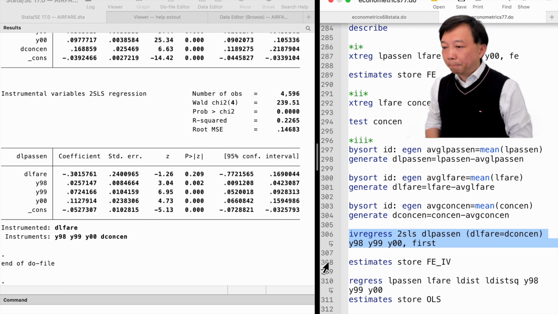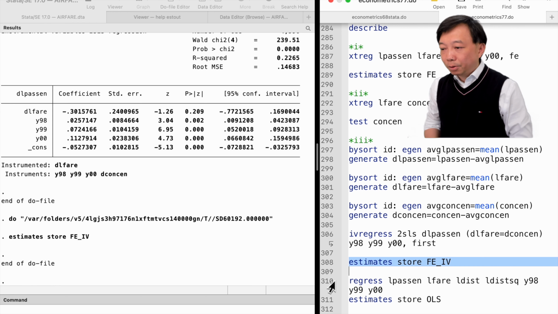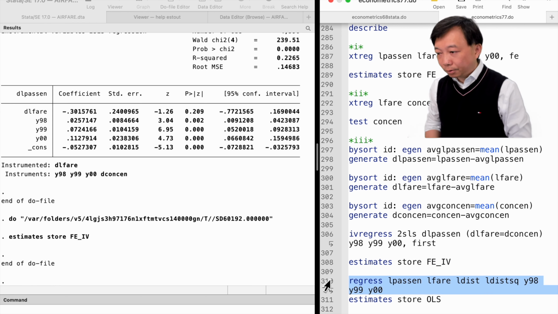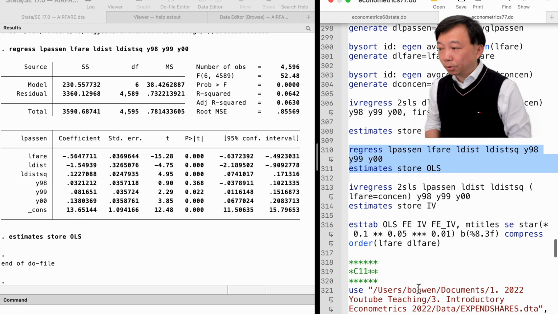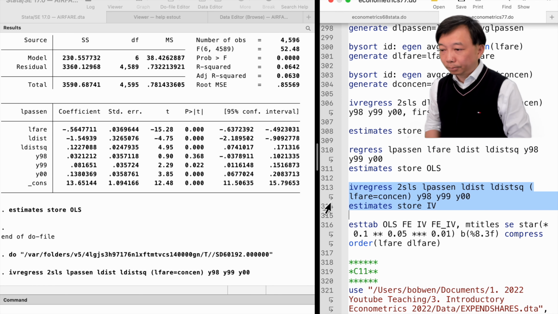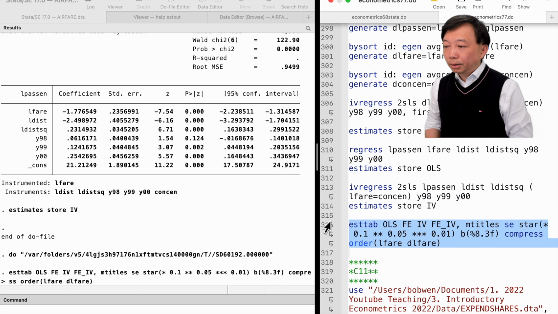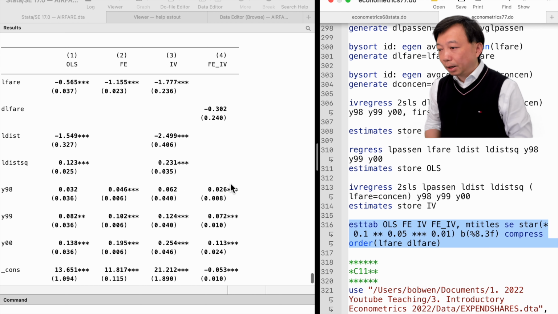We can also compare the 4 estimated elasticities by OLS, fixed effects, two-stage least squares, and the combination of fixed effects and two-stage least squares in the table. We include the distance variable in the OLS and two-stage least squares estimation. They have been absorbed in the individual fixed effects a_i in the fixed effects estimation.